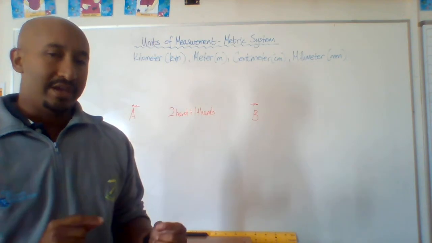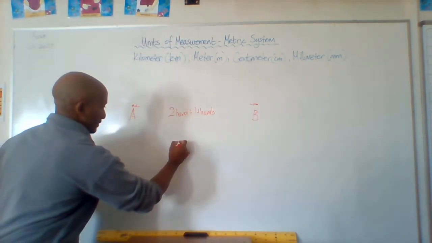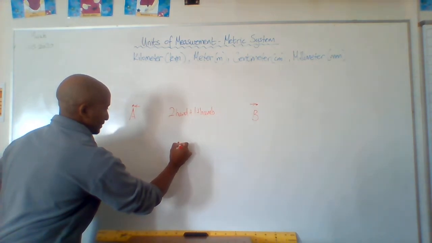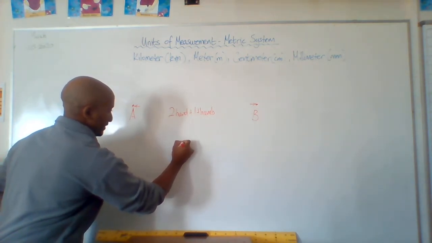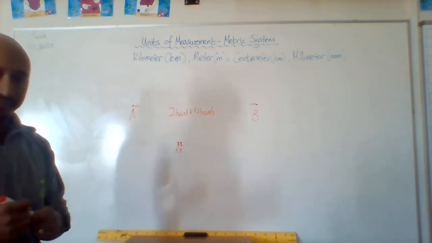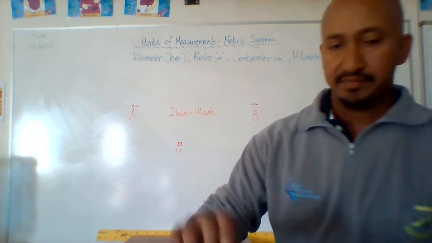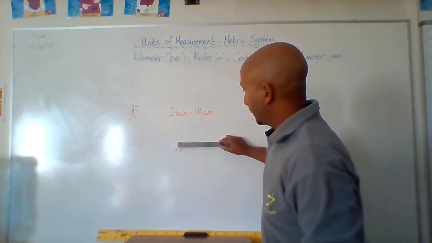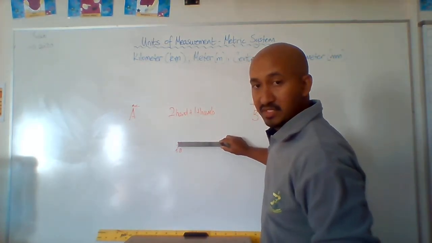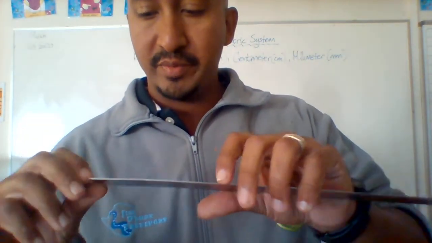Now on the other hand, imagine we had point A and we had point B right there. What would you use to measure? A centimeter might be too big. Okay, the gap between there is even smaller than a centimeter. That is where our next unit of measurement comes in.